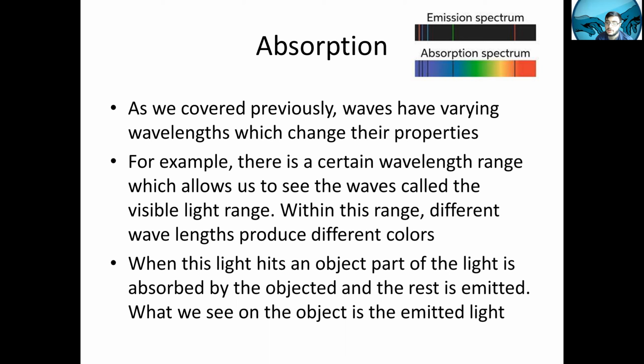And within this range, different wavelengths produce different colors. Red light is a different wavelength than blue light, which is different than green light, which is different than purple light, etc. When this light hits an object, part of the light is absorbed by the object and the rest is emitted from the object. What we see on the object is emitted light.